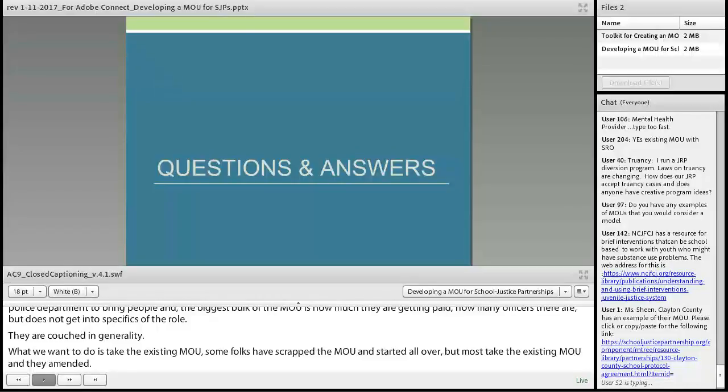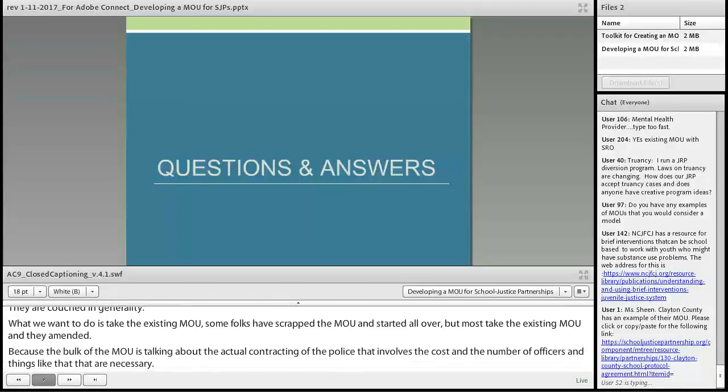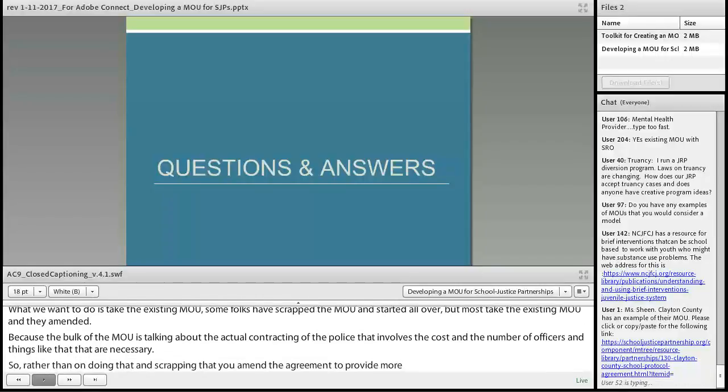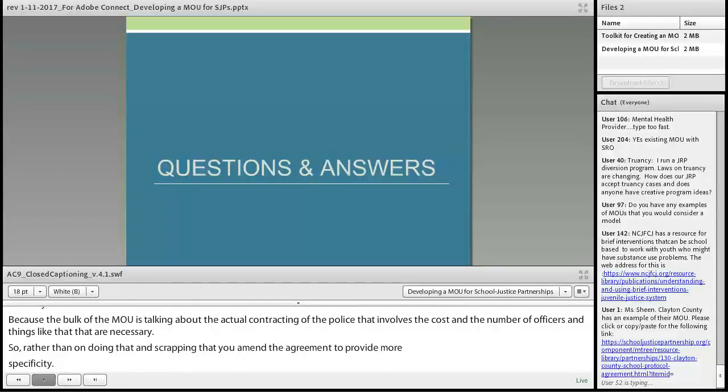So rather than undoing that, scrapping that, you amend the agreement to provide more specificity. So you would take that school justice decision tree, and the terms of that part and the questions that I ask that engage you, and then develop that.